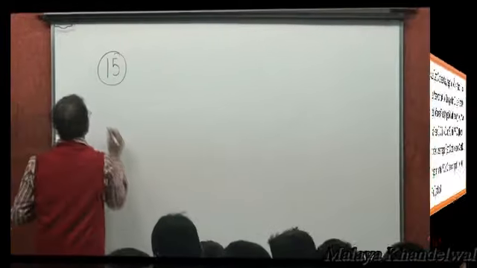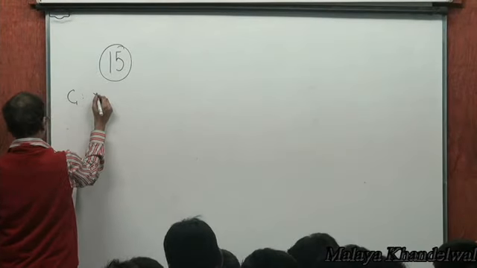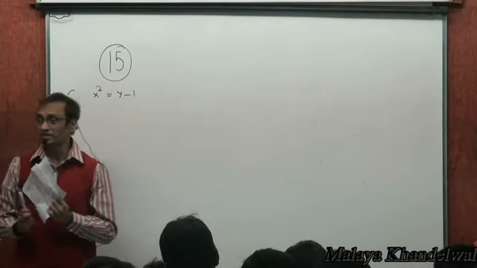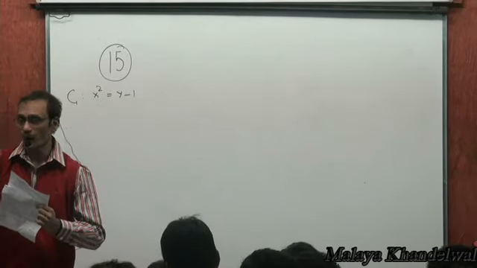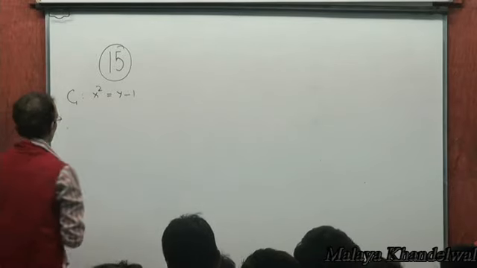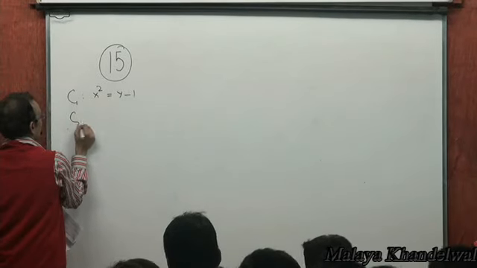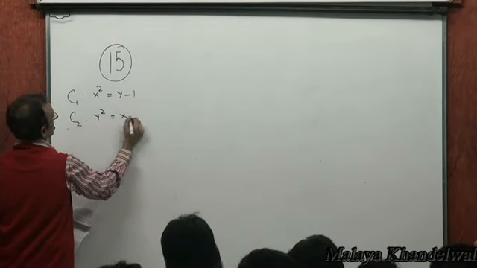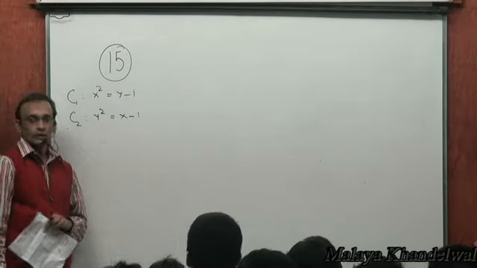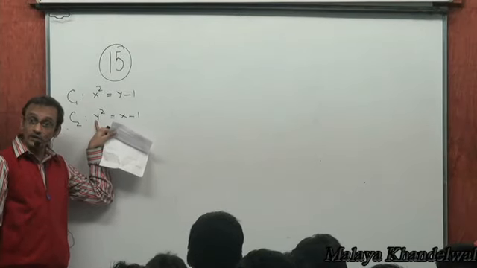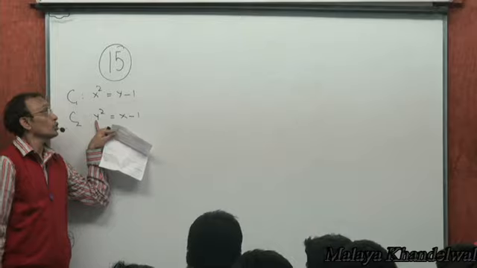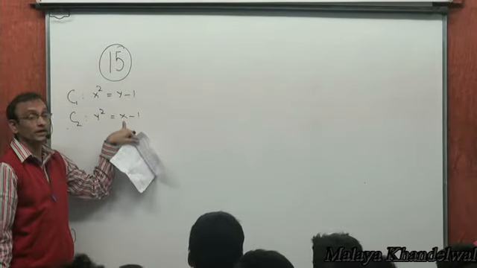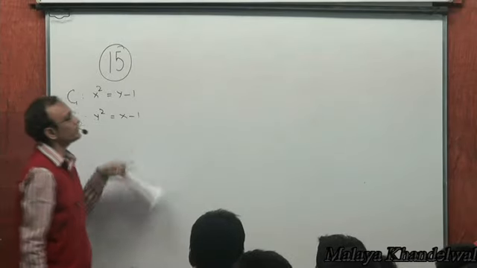So there is a parabola C1 which is x squared is y minus 1. This is a parabola whose axis is x equal to 0. That means the y axis is the axis of this parabola. There is another parabola C2 which is y squared is x minus 1. The axis of this parabola is y equal to 0. That means the x axis. The vertex of this parabola is (0, 1). The vertex of this parabola is (1, 0).